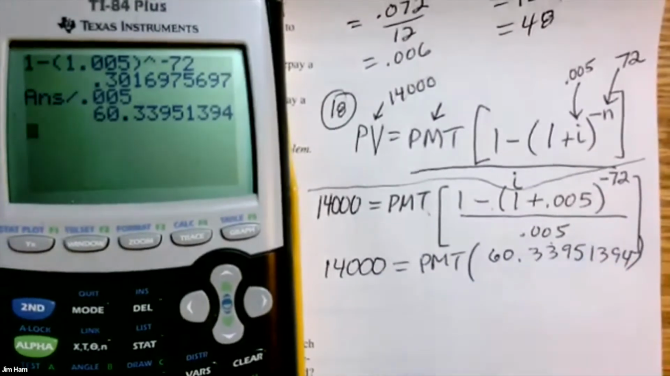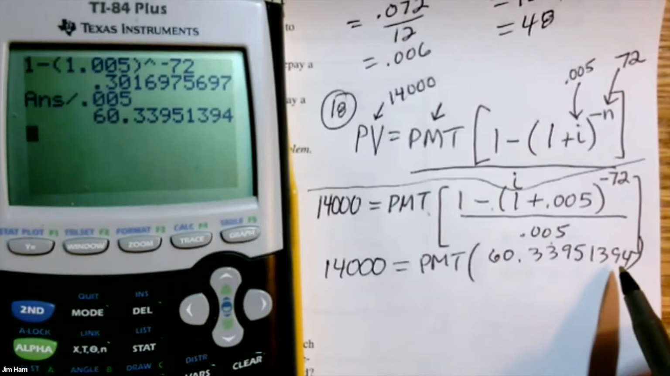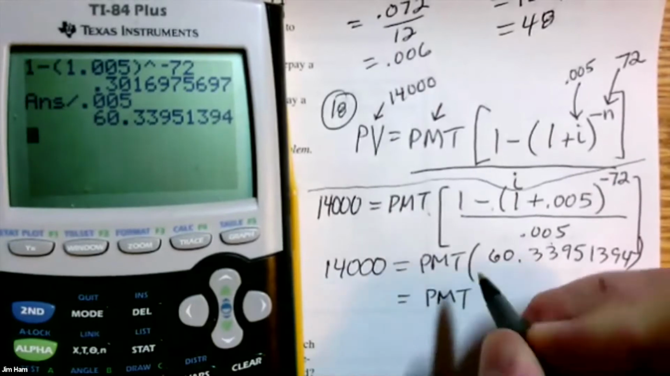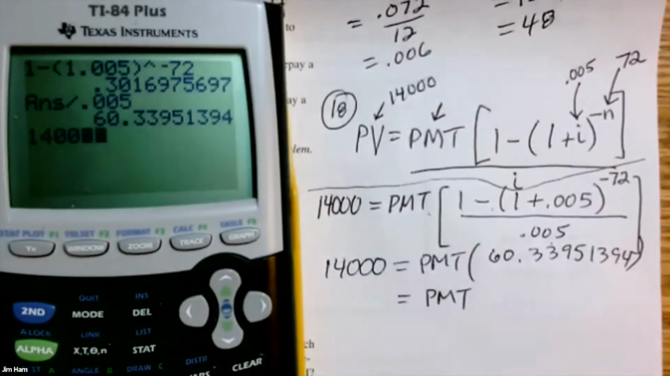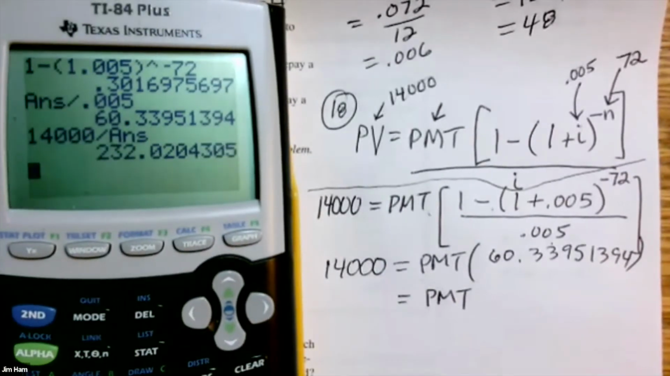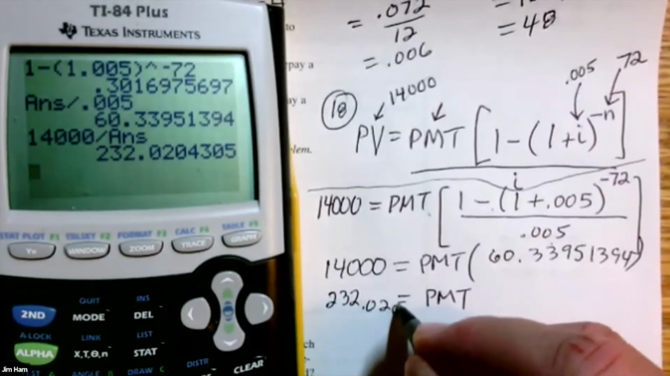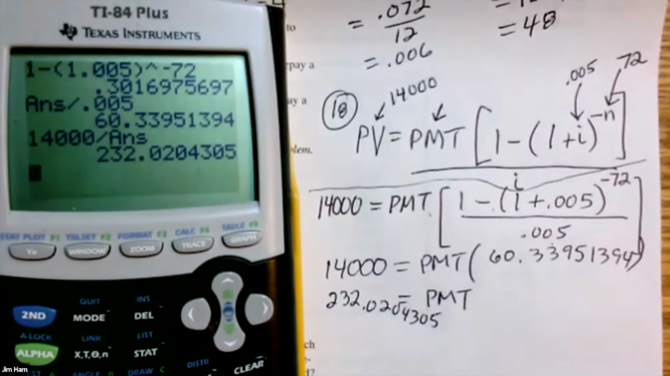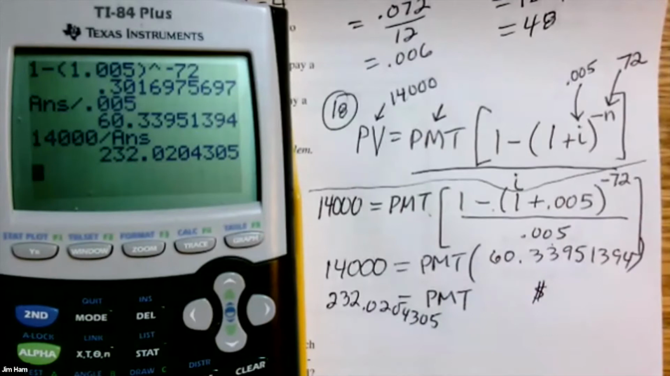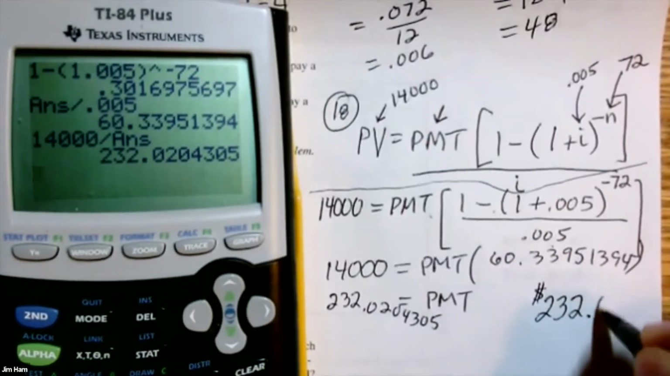60.33951394. Again, if you don't want rounding error, you should leave as many decimal places as possible in your intermediate results. And then the payment, if we take 14,000 and divide by that number, which is my last answer, then it's 232.0204305. All right, and then once we get that number, we would write down the final answer in a form that's reasonable. The payment would be $232.02.